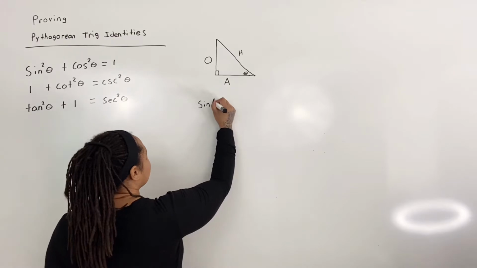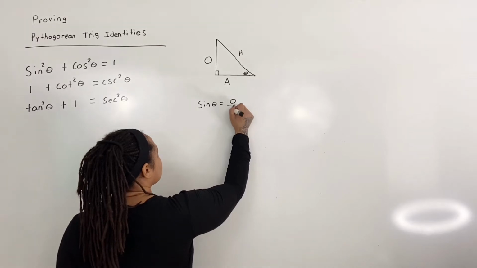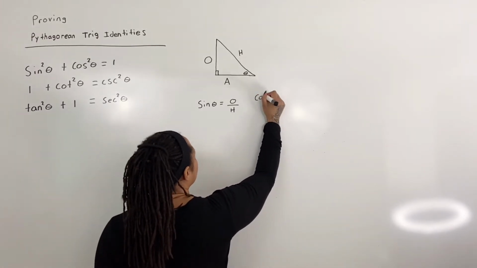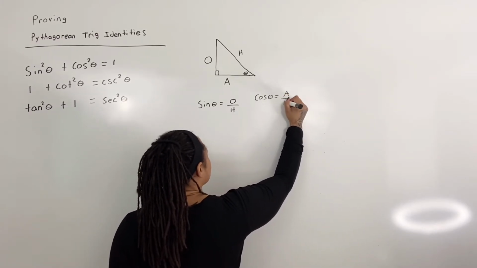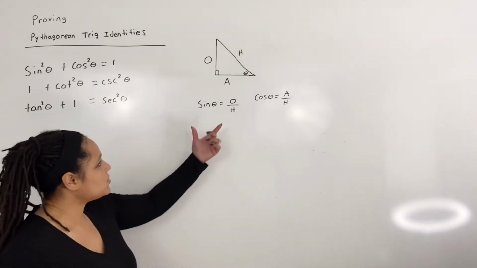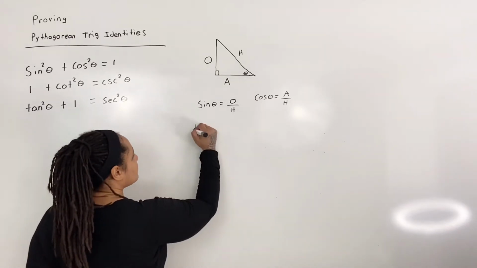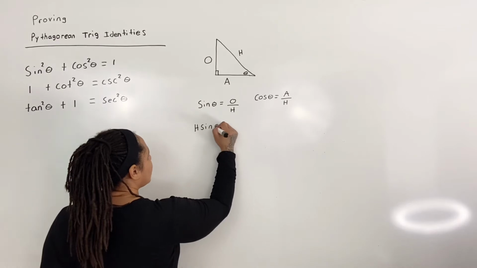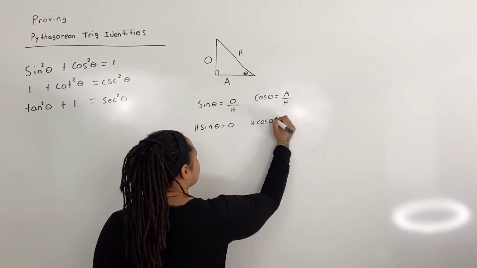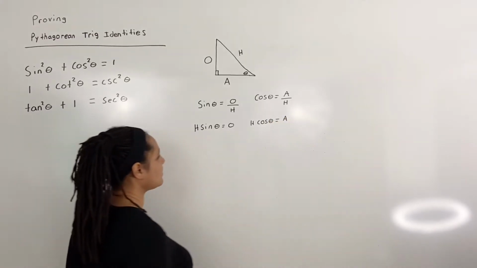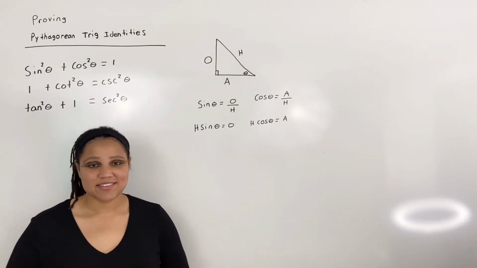Now we know from right triangle trigonometry that sine of an angle theta is equal to opposite over hypotenuse. And we know that cosine of an angle theta is equal to the adjacent side over the hypotenuse. Now, if I were to solve for O and solve for A, we would get H sine of theta is equal to O, and H cosine of theta is equal to A.